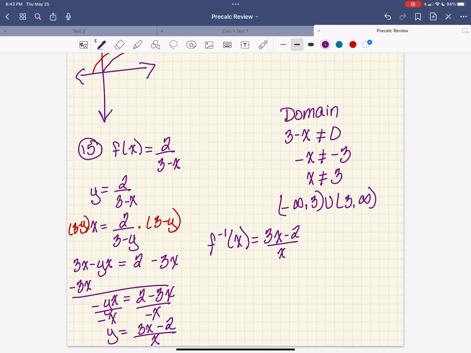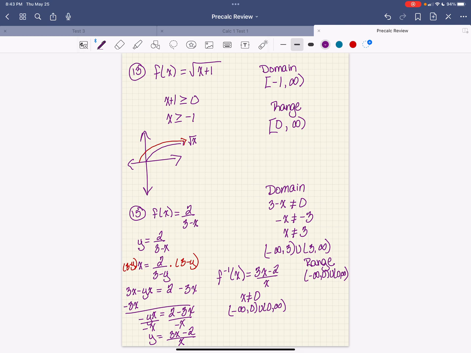So the domain of this right here is that x cannot equal 0. Okay, that's the domain of my inverse function. So the domain of my inverse function is going to be the range of my original function. Okay, so then the range of this is x cannot be 0. So that's just remembering how we use inverse functions to make this work.